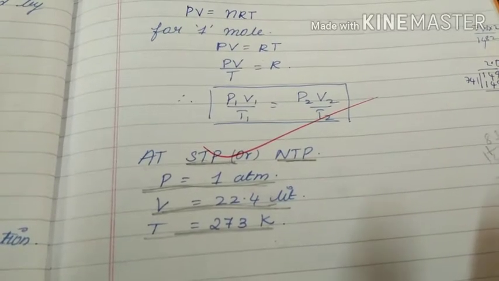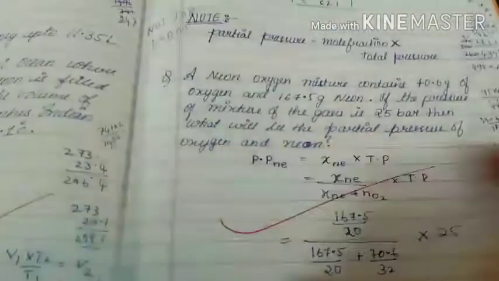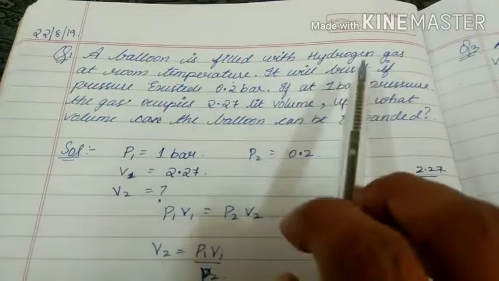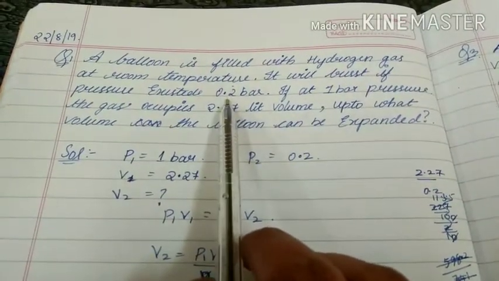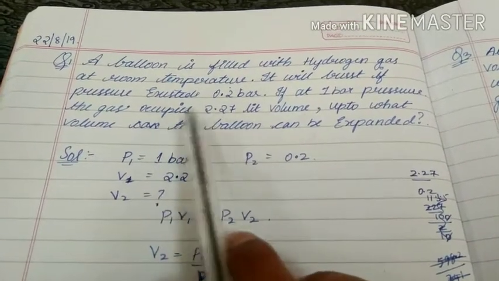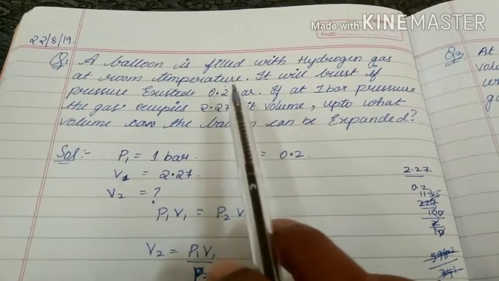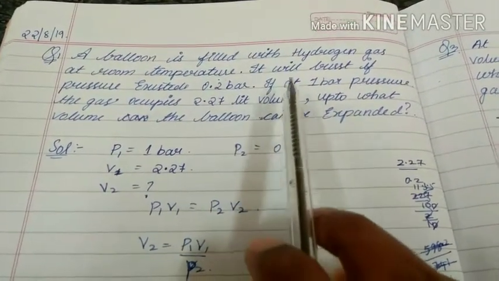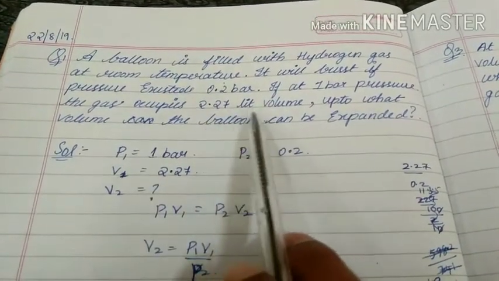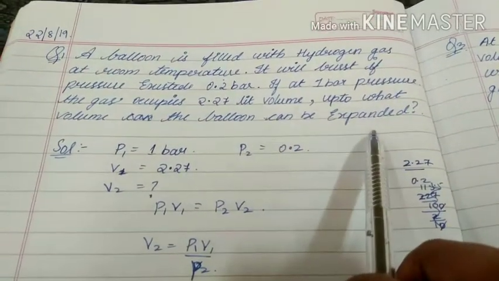Based on that, some numericals are there. Now we are going to explain those numericals. First numerical is, a balloon is filled with hydrogen gas at room temperature. It will burst if pressure exceeds 0.2 bar. That means if pressure is more than 0.2 bar, then the balloon will burst. If at 1 bar pressure, the gas occupies 2.27 liters volume, up to what volume can the balloon be expanded?